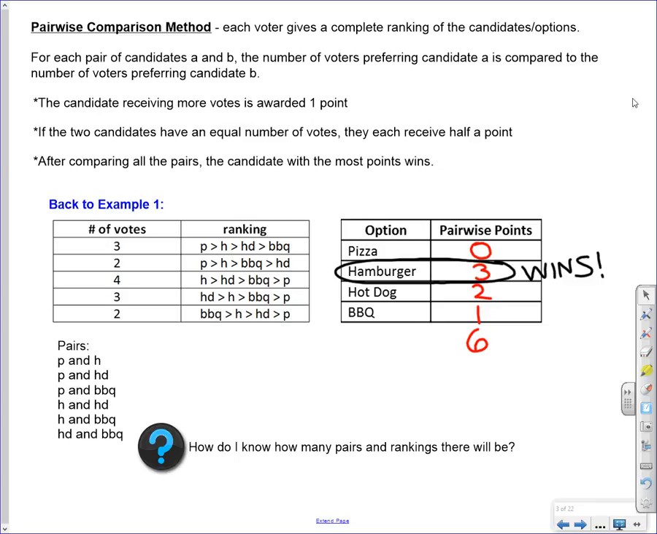First, you have to have everybody rank their options. We're going to compare each pair to each other. The one who gets the most votes is awarded 1 point. These are called our pairwise comparison points. If the two candidates have an equal number of votes, they each receive half a point. That is a rule I always tell the class. However, I don't think I've ever seen it happen on any of our homework problems. It's possible you might run into one, especially if you're working in the study plan. But so far, I have not noticed that happen. It's just a by-the-way: if this was to ever happen, they would each get half a point. After we compare all the pairs, the option that got the most points is going to win.